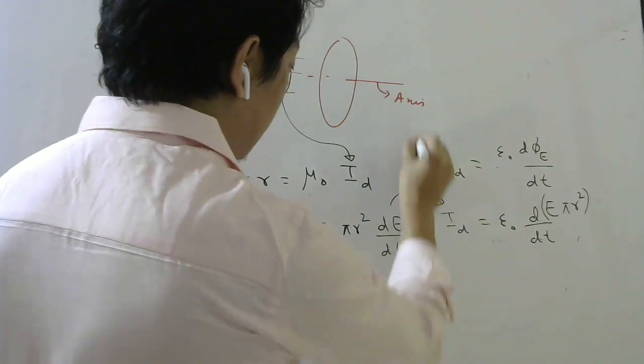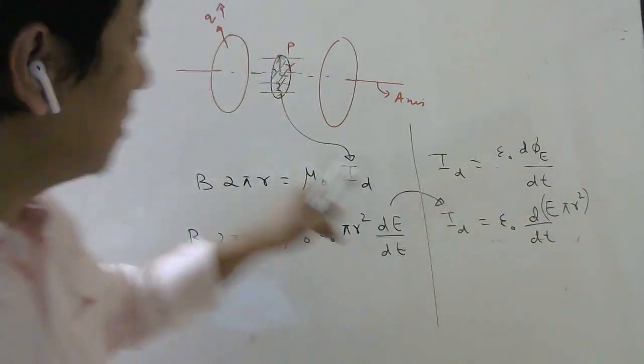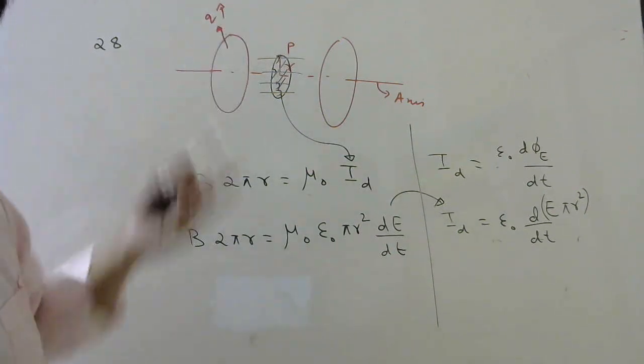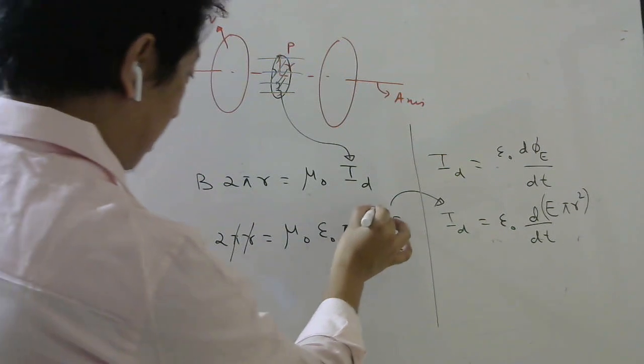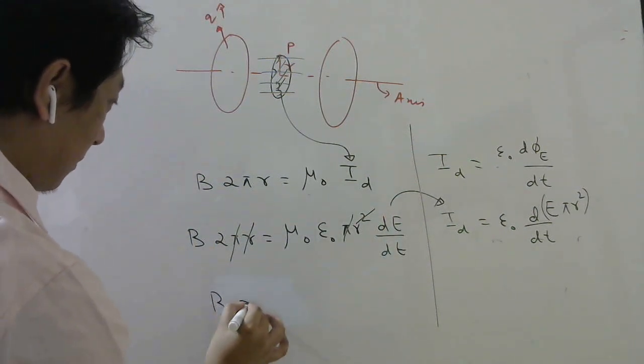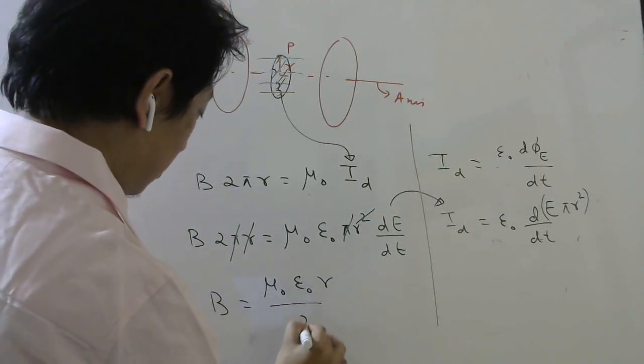So I have written from here. Constants I have taken outside. E is changing, no? Why is E changing? Because charge on the plate is changing. So then 1 pi can be cancelled, 1 r can be cancelled. So your B will be mu naught epsilon naught r by 2 dE by dt.